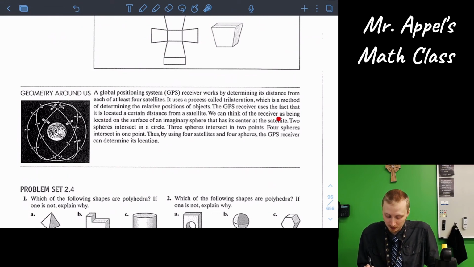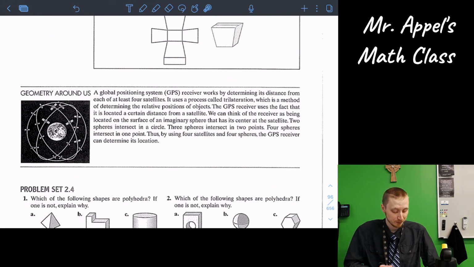We can think of the receiver as being located on the surface of an imaginary sphere that has its center at the satellite. 2 spheres intersect in a circle. 3 spheres intersect in 2 points, and 4 spheres will intersect in only 1 point. Thus, by using 4 satellites and 4 spheres, the GPS receiver can determine its exact location. Pretty neat, huh?